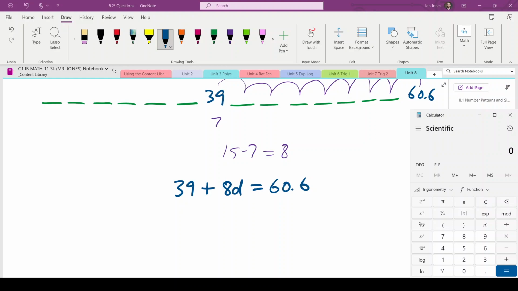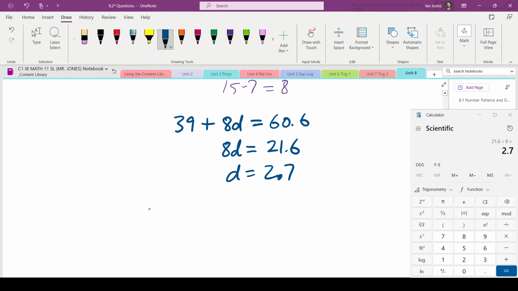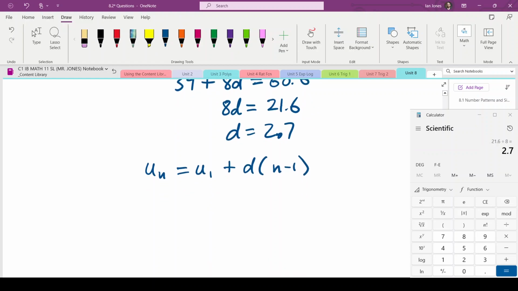So I'll subtract 39 on both sides. So 8D is 60.6 minus 39. And then I'll divide both sides by 8 so that I get D is 2.7. Okay, great. I've got D. So I know that my general form is UN equals U1 plus D times n minus 1, and now I have D. So I have UN is U1 plus 2.7 times n minus 1.